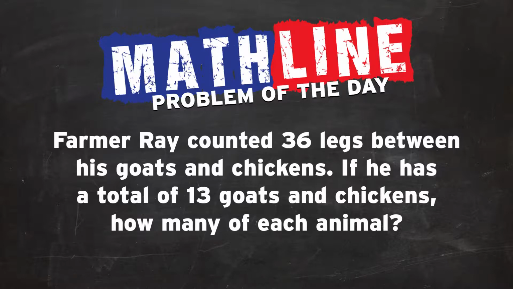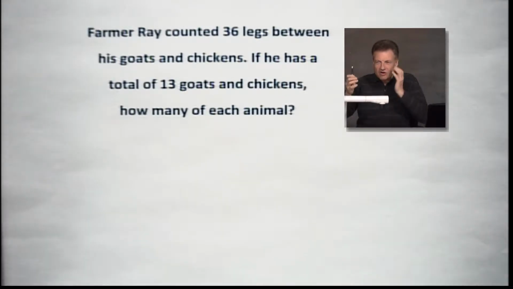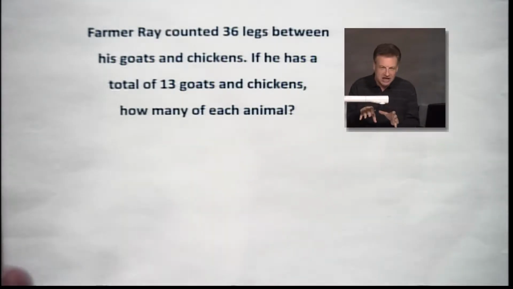All right, so we got 36 legs, 13 goats and chickens, and from there on, we've got to figure out, wow, how many of each? So you say, Ernie, how are we going to do it? Let's take a look at this. Let's see what's happening. First of all, you're thinking there's two clues. There's two things going on. You're talking about legs, but then we're also talking about goats and chickens, all right?